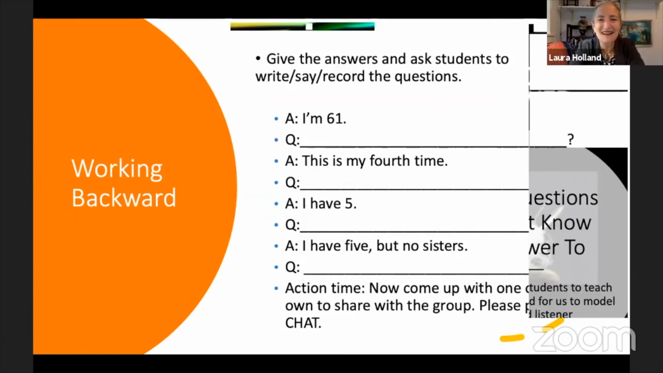Let's do another one. Let's do this one. This is my fourth time. Actually, that's a lie. This is an old slide. I'm 62 now. I've been doing this exercise since I was 58, and I keep updating it. It keeps going 58, 59, 60.